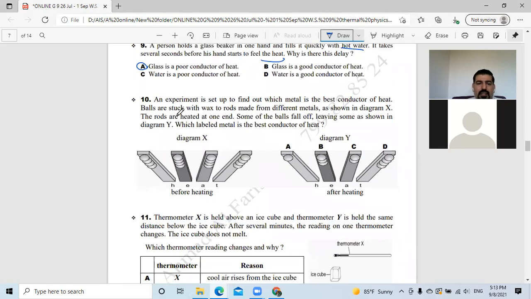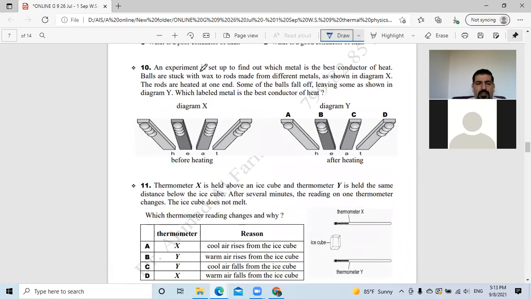Next. An experiment is set up to find out which material is the best conductor of heat. Balls are stuck with what? With wax. We put wax on. There are 4 balls on each of these bars, A, B, C, D. This is diagram X, and this is diagram Y.